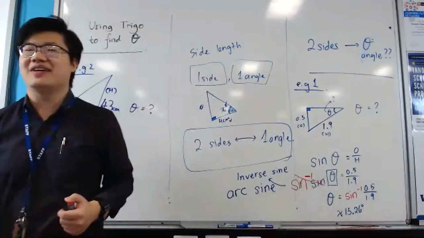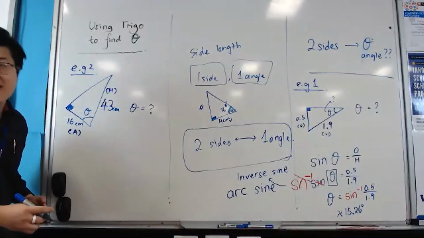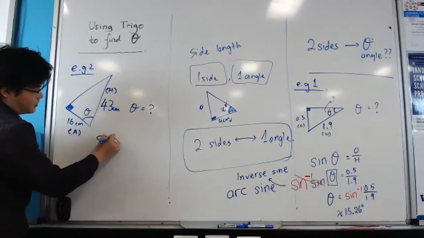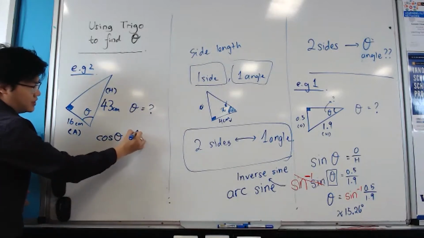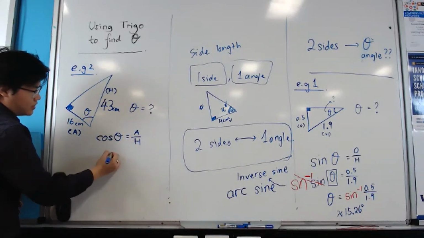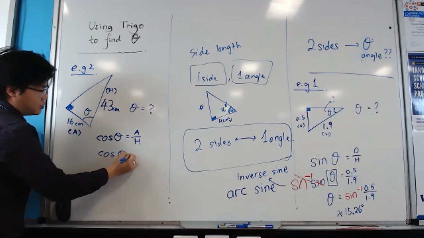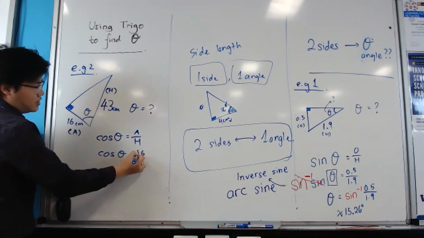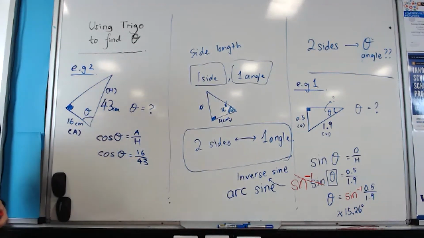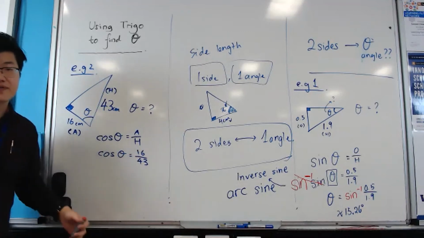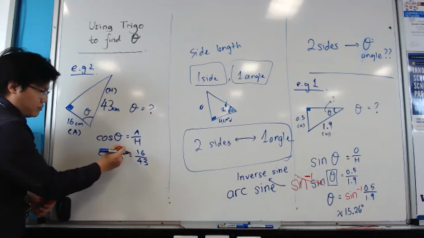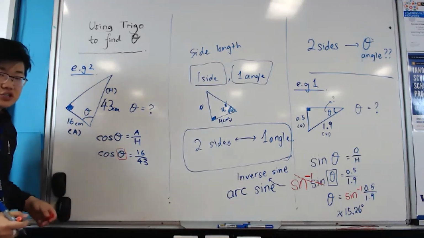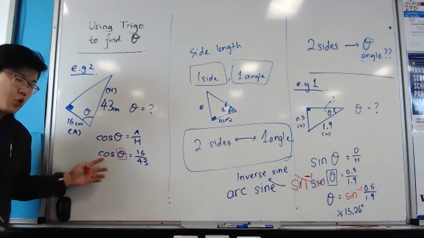Cos, yes. So cos theta equals what? A over H, isn't it? So cos theta equals what's A? A is 16 over what's the hypotenuse? 43. So 16 over 43. Now, what am I looking for? I'm looking for theta, isn't it? So what should I get rid of?